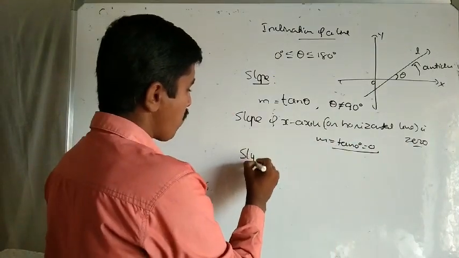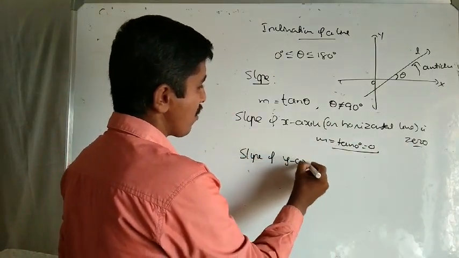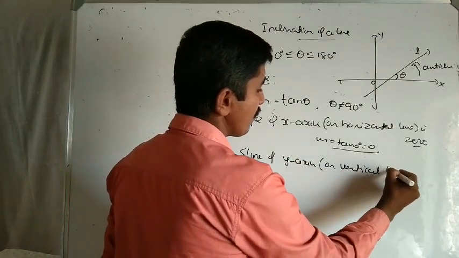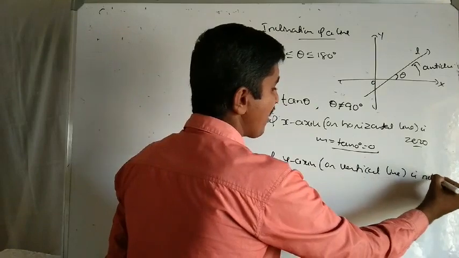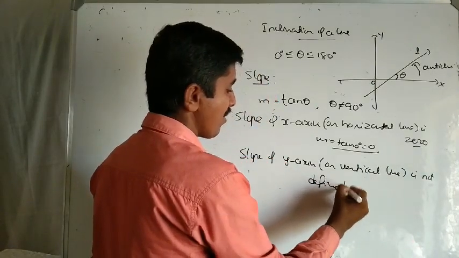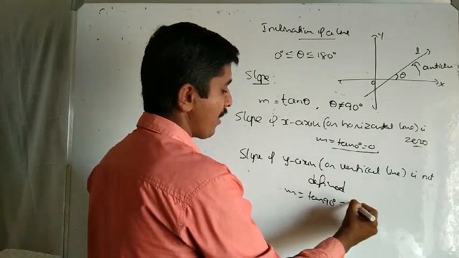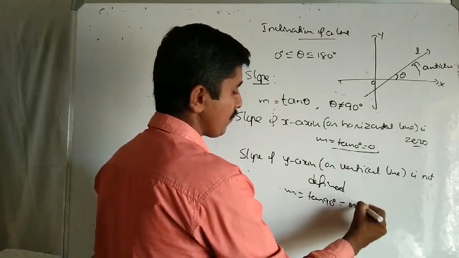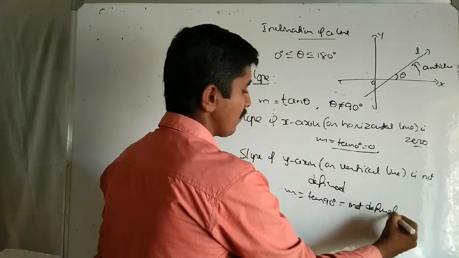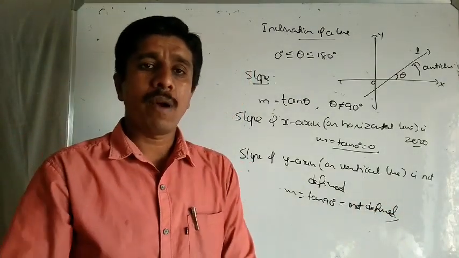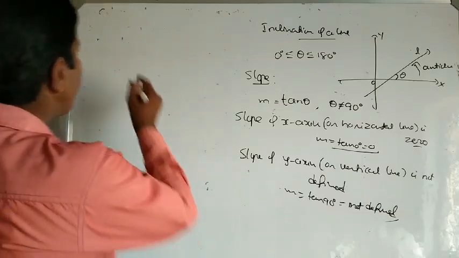And what about the slope of the y-axis? The slope of the y-axis or any vertical line is not defined, because theta equals 90 degrees and tan 90 degrees is not defined. Very important.